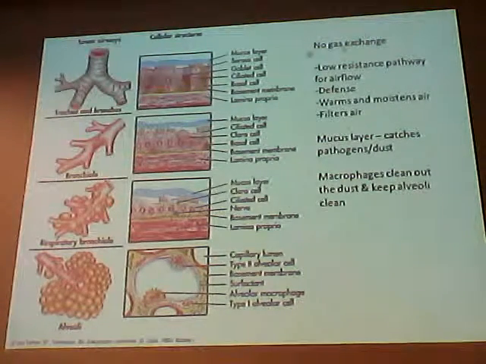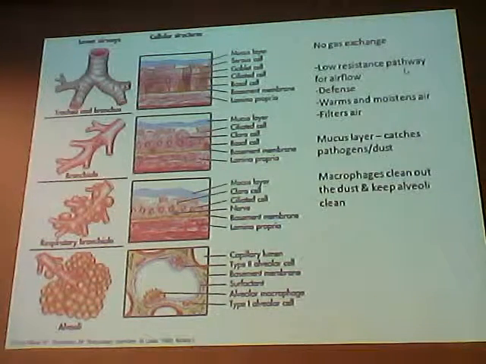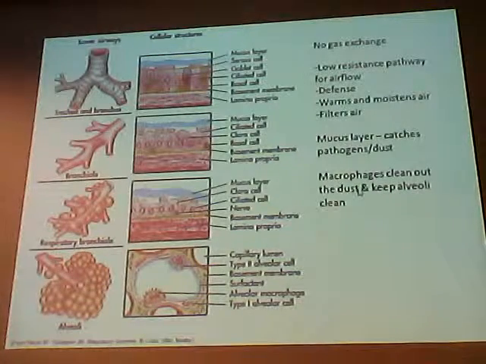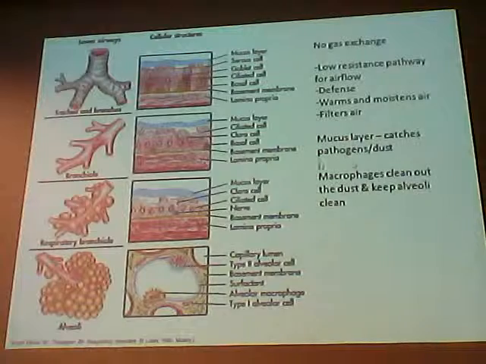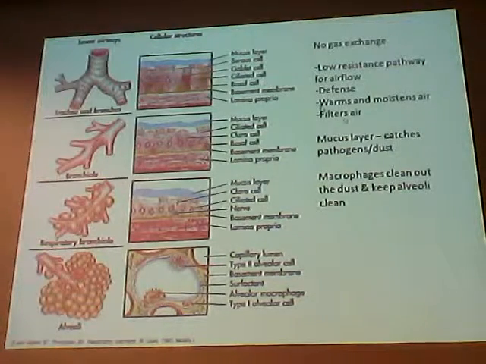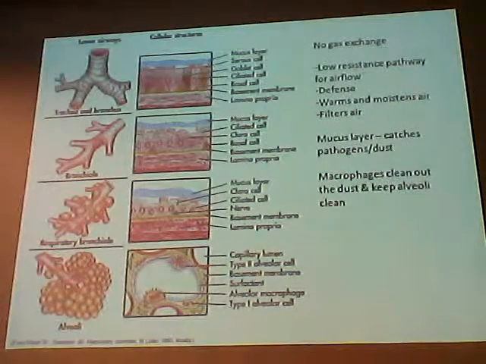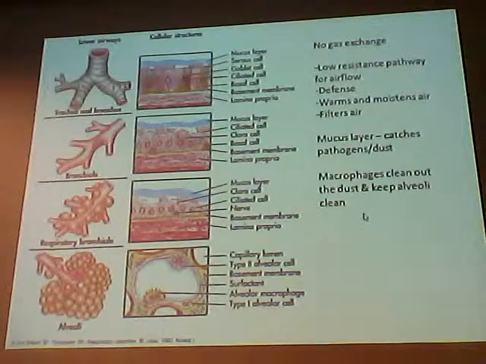So again, in the conducting zone, you don't have gas exchange. It's a low resistance pathway, so the air just goes straight down in. You've got some mucus there to catch pathogens and dust. You're warming and moistening the air that comes through. You're filtering that air, and macrophages also will help clean everything out in that system.